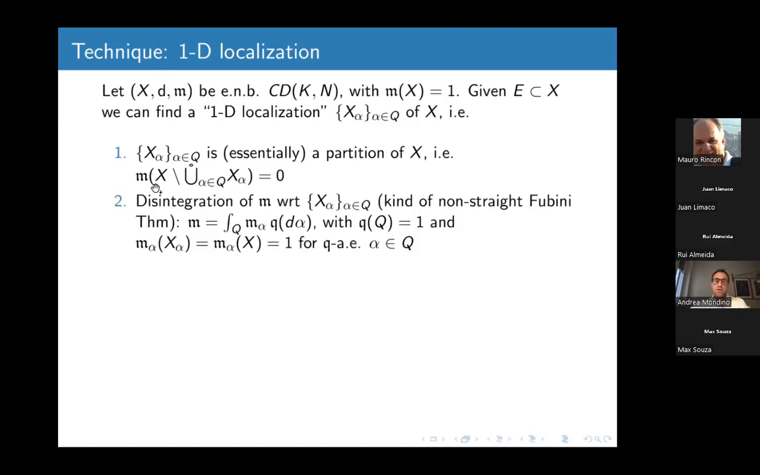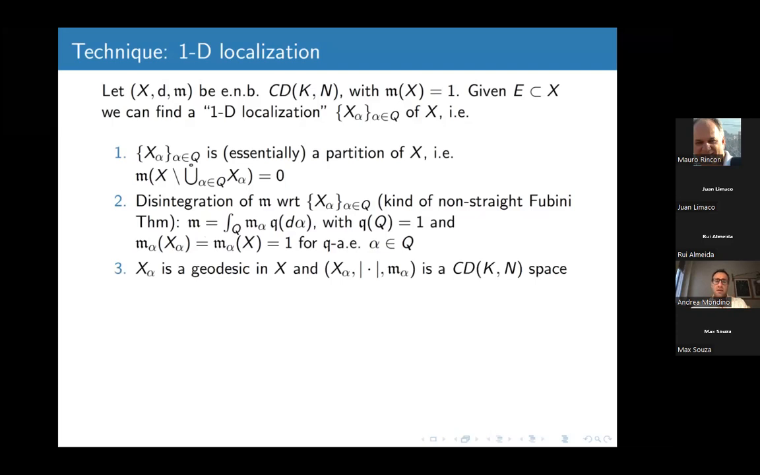Then the second property is that one has an associated partition of the measure, which is called disintegration of the measure, meaning that one can find a probability measure q on the set of indices. And one can find for every element of the partition X_alpha a measure m_alpha, which is concentrated on X_alpha and is a probability measure on it, and such that the volume measure m can be written as the integral of the one-dimensional measures m_alpha with respect to the measure q. You can think of it as a kind of non-straight Fubini theorem.